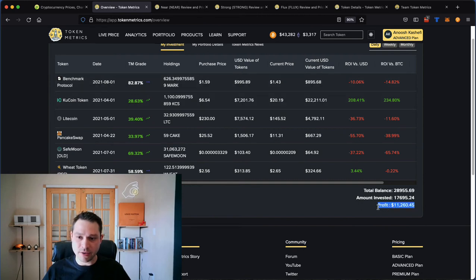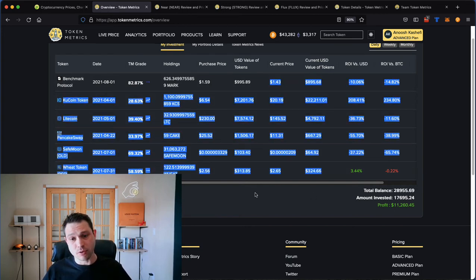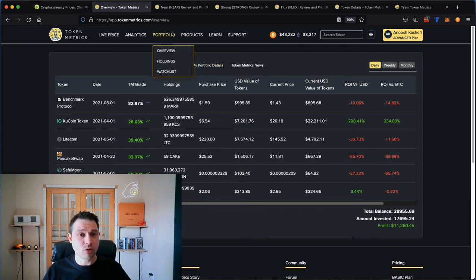You can tell that on this example portfolio, 11,260 profit, right? And that's tracking from when I put the coins in, the price that I entered them in at, or what I purchased at, versus the current price, of course. All right, so you can track your portfolio.